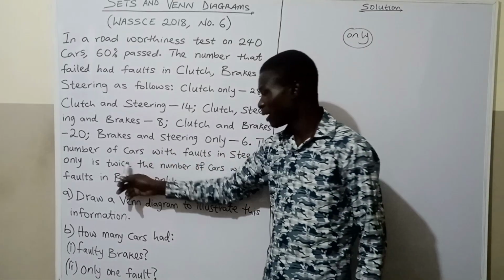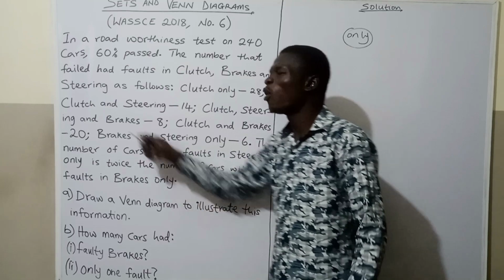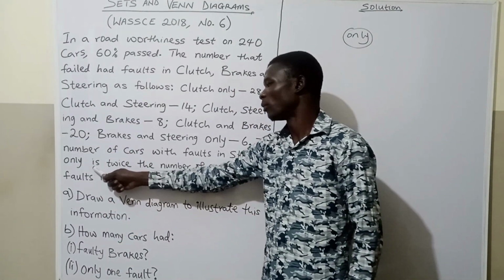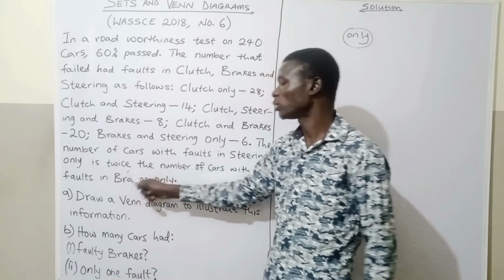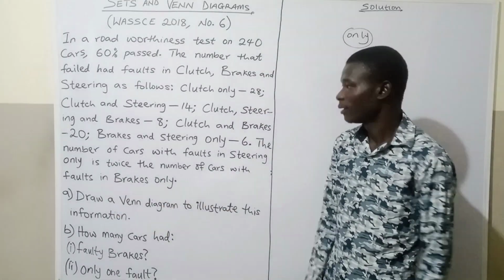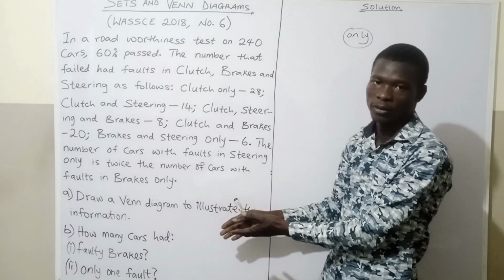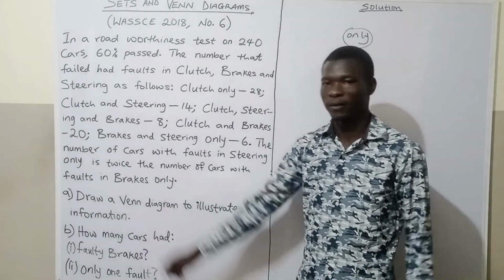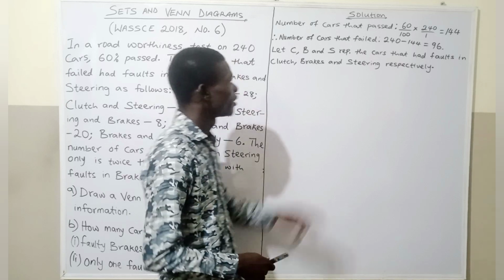Then the number of cars with fault in steering only, you do not know that. But the information is that it is 2 times the number of cars with faults in brakes only. And this is the preamble to our question, and the question asks us to draw a Venn diagram. So here we are.